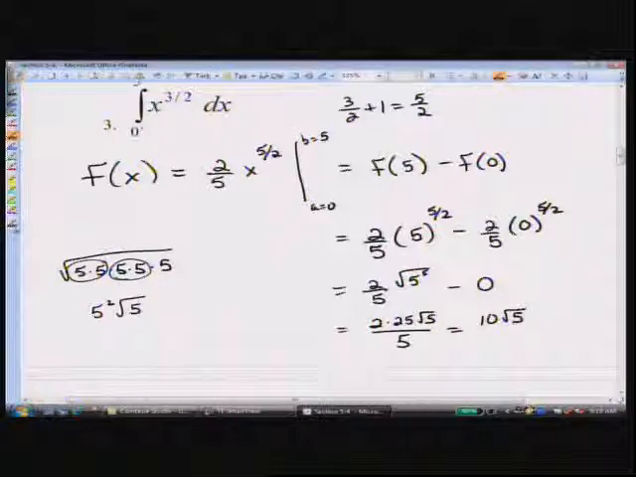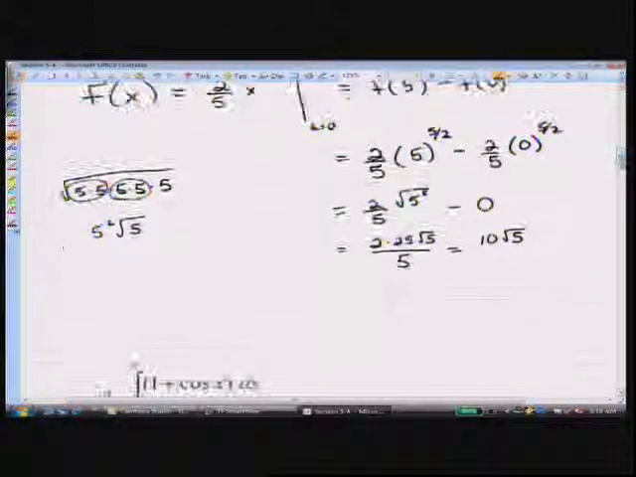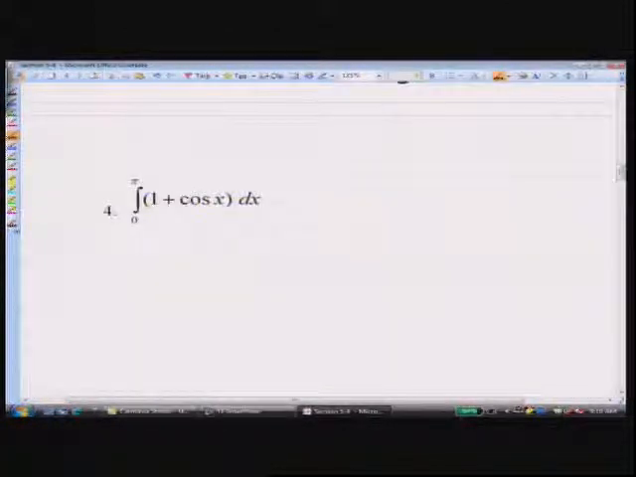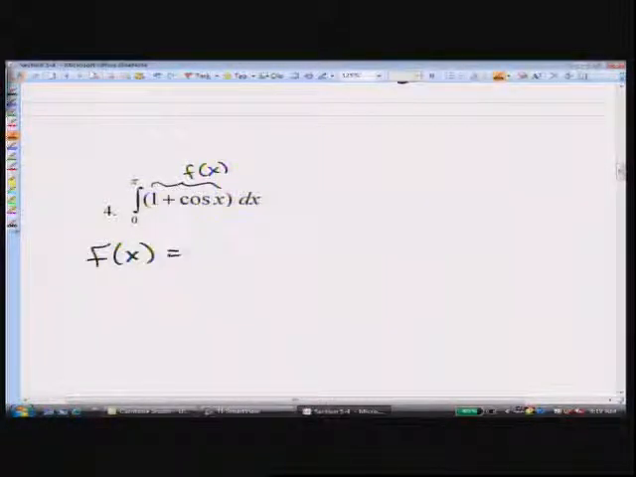Are y'all okay with the algebra from days gone by? Okay, let's look at this one. What is the antiderivative, MCC? What function has as its derivative 1 plus cosine x? What is my big F of x? X plus sine x. Good, x plus sine x, and you're going to evaluate that from 0 to pi.